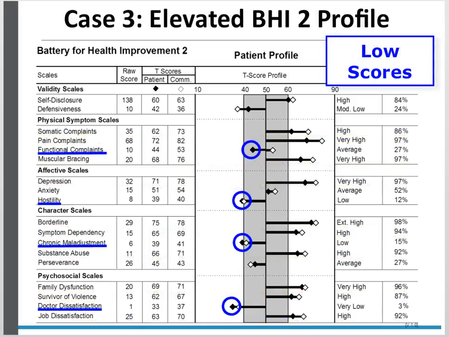There were also some low scores. She was low on functional complaints, which meant she was not complaining of disability. She was functioning okay. There were low scores on hostility. She had a problem expressing anger. Low score on chronic maladjustment, which means she's an overachiever. And a low score on doctor satisfaction means that she really likes her physician. Remember, though, this patient has borderline personality traits, which means they can love you until they don't. The first time you say no, there may be a problem.